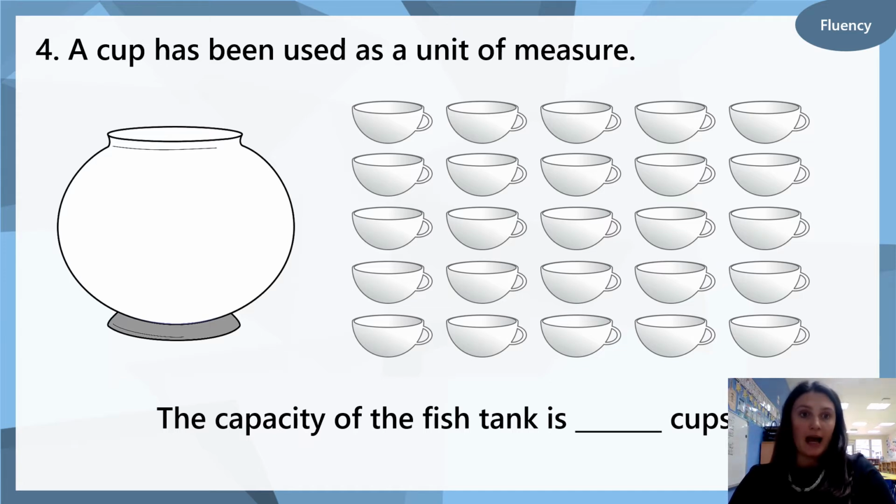Question 4. A cup has been used as a unit of measure. The capacity of the fish tank is cups. Now you're going to write number 4 and you're going to write this sentence at the bottom. Instead of the line, you're going to count the cups and write it on the line. How many cups of water do you think it took to fill that fish tank? Pause the video now while you find your answer.